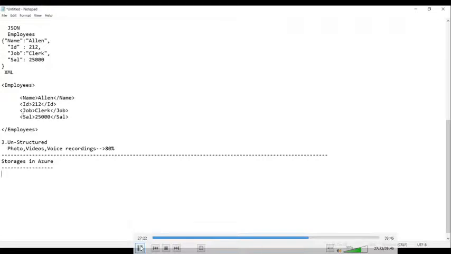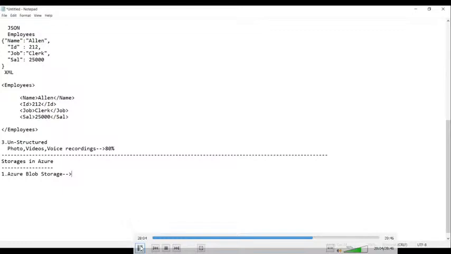The first and foremost one is called Azure Blob Storage. The Azure Blob Storage can store videos. Yes, it can store any kind of data.